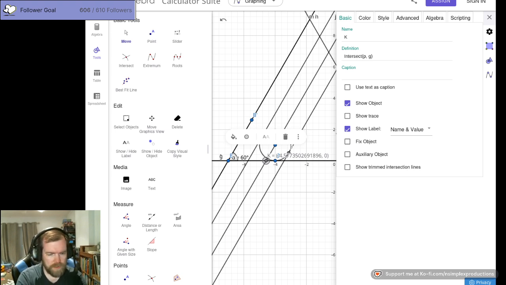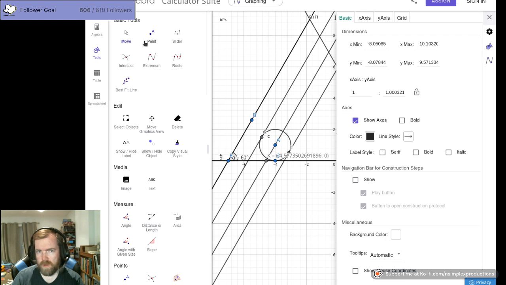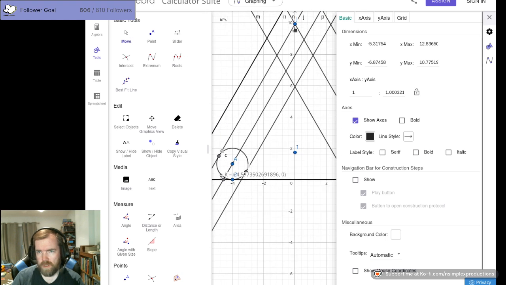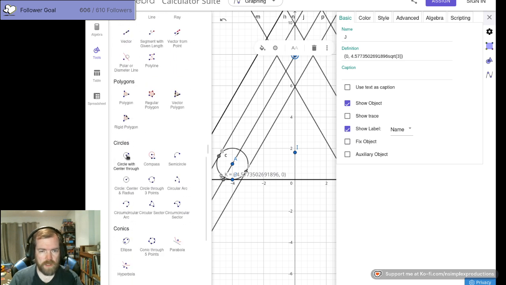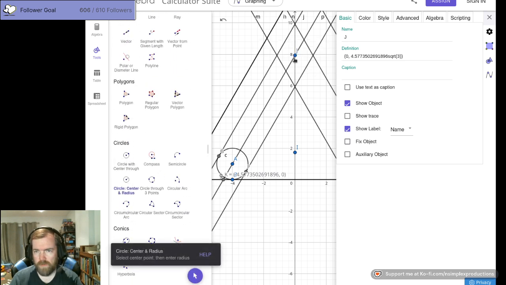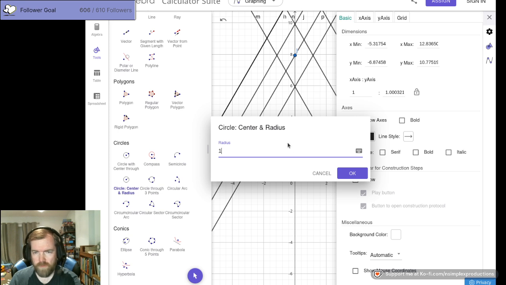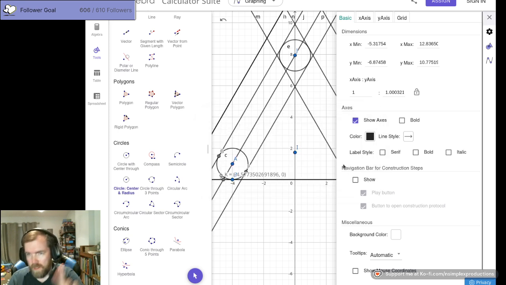Alright, let's try this. So we're going to try going back up to J, changing this number from 5.73 to this number, 4.577. That's going to get us through the middle, which should, in theory, get us circle, center, and radius. Center at J, radius of 1, and that looks tangent in all of those cases. That looks way better.